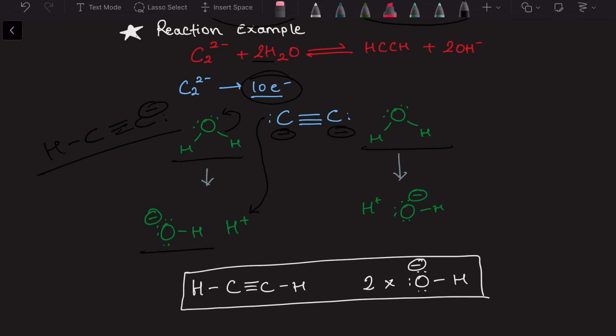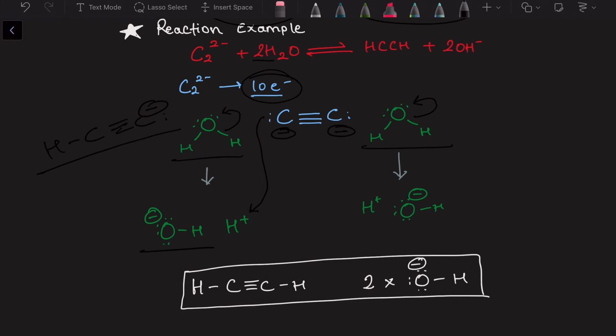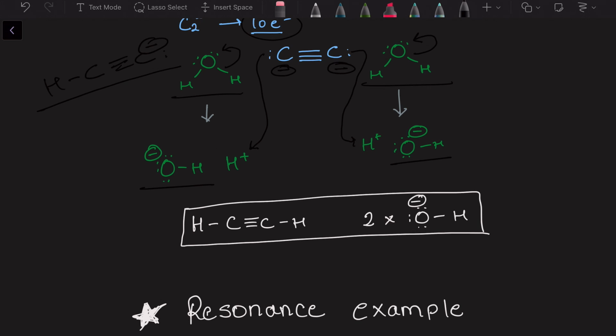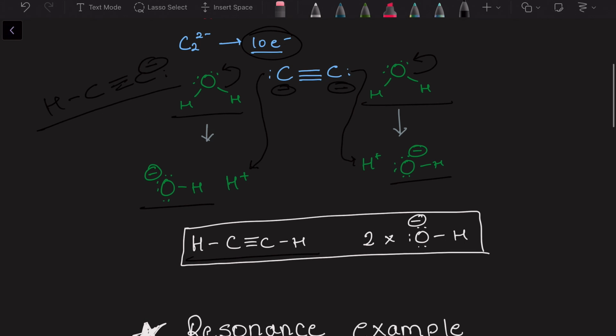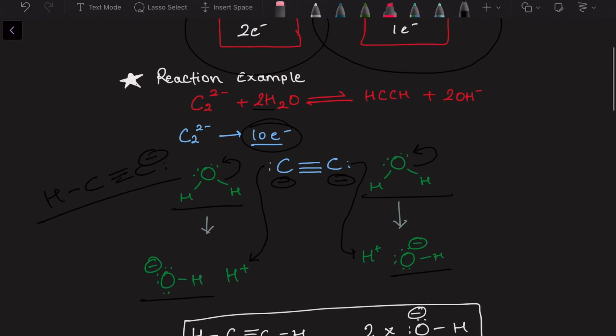So this H2O will also go through the same process of oxygen getting a negative formal charge, because it will break the bond and take the 2 electrons, forming a lone pair on oxygen. That's why oxygen will have a negative formal charge. H plus is being formed, and that H plus will be attacked by one of the lone pairs on carbon. When the lone pair attacks H plus, they form a bond. And when we form a bond, we get something like this, which is ethyne. And then of course, we have 2 hydroxide ions being formed. So that is the reaction example.